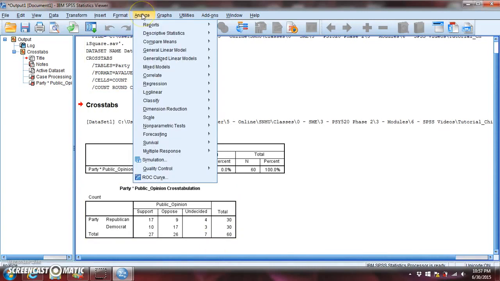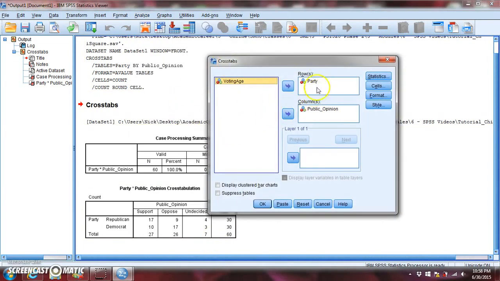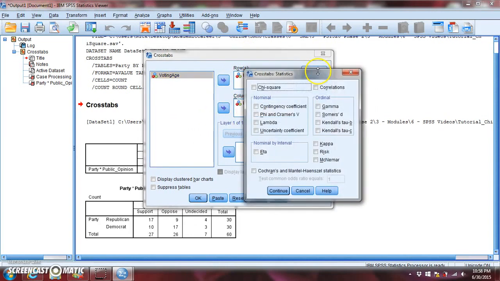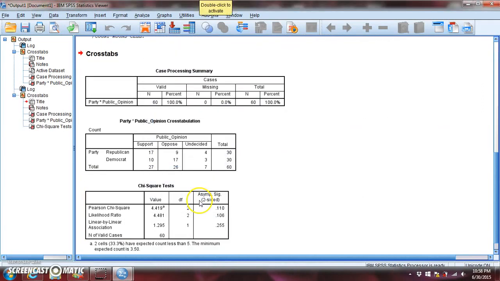So we're going to go right back to where we were. We're going to go to Analyze, Descriptive Statistics, and then to Crosstabs. It saves our last entry, so we still have Party in the row and Public Opinion as a column. We're now just going to click on Statistics. We're going to click that box for chi-square, and we're going to say to SPSS, all right, let's run the chi-square test. Click Continue, click OK, and you now get the exact same box you already saw, but now you get this chi-square test box.